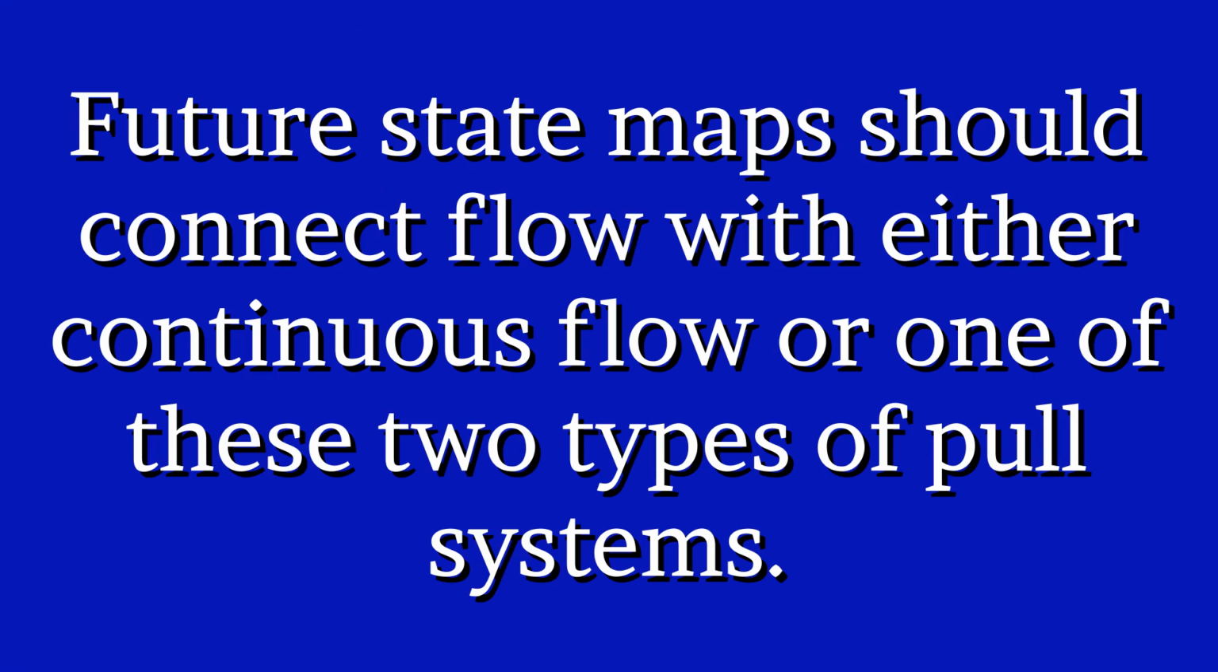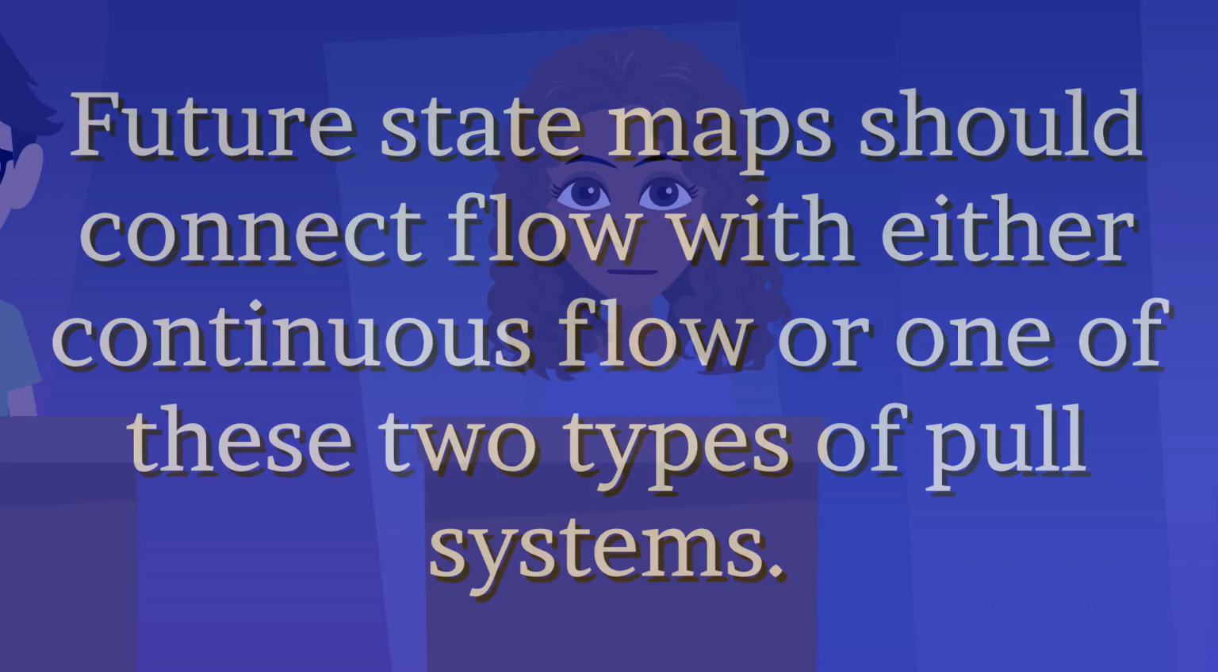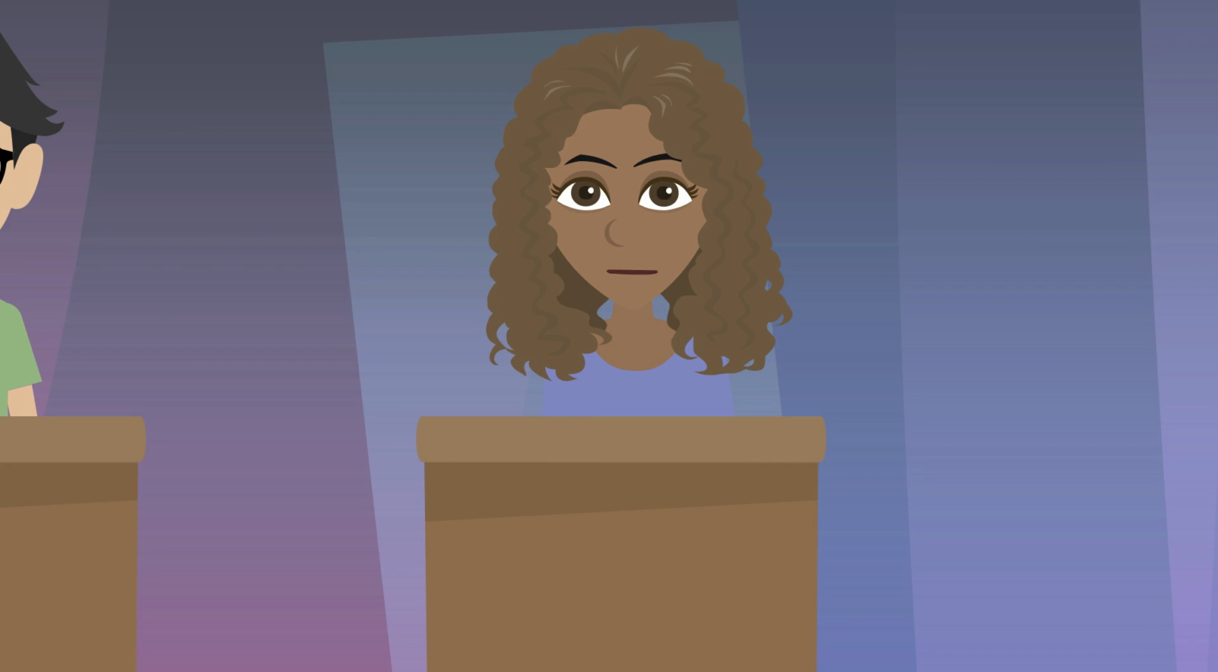Future state maps should connect flow with either continuous flow or one of these two types of pull systems. What are replenishment pull or sequenced pull? Also known as Type A and Type B, respectively.